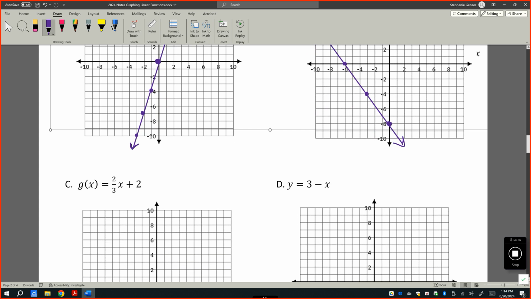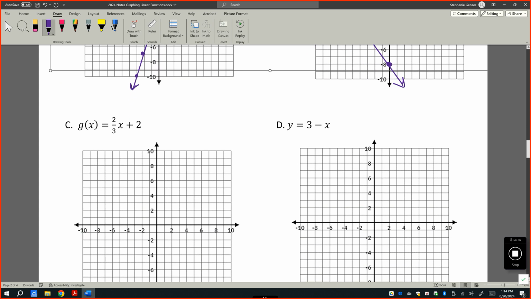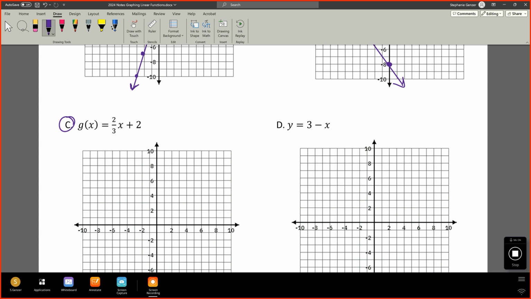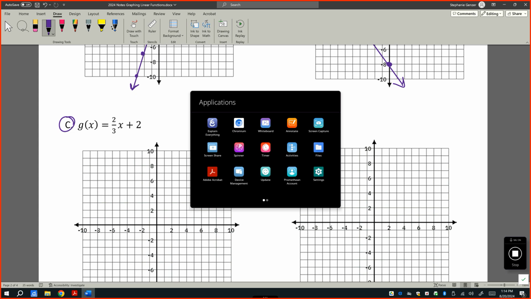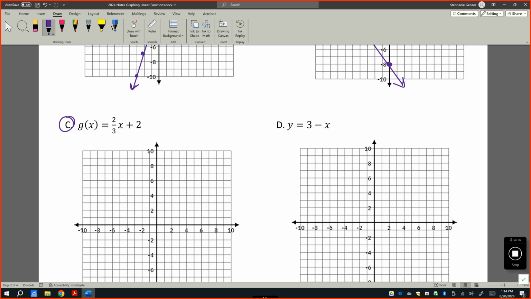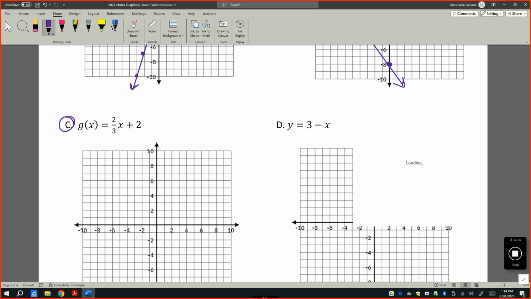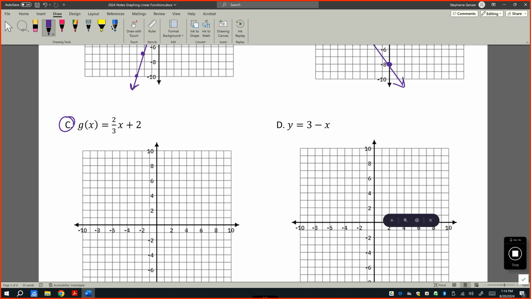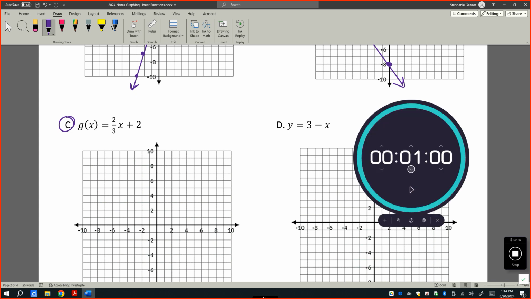Y'all take a second and try example C. I'm going to give you about a minute on the timer to try that, and then we'll go over it. The worst thing that could happen is you don't do it correctly and you fix it. No big deal. So we're trying C.